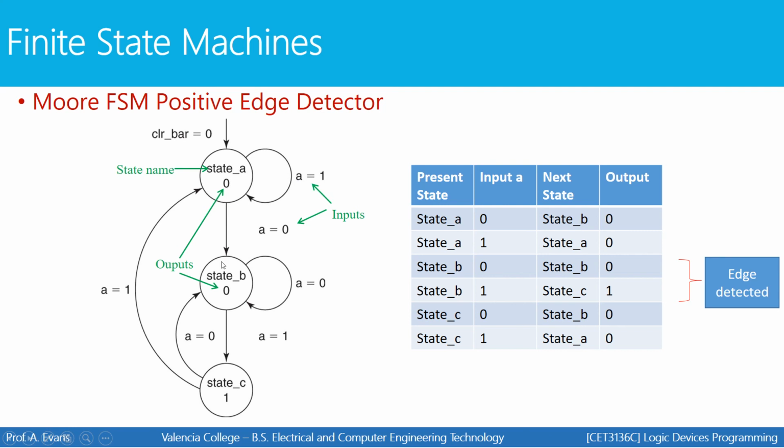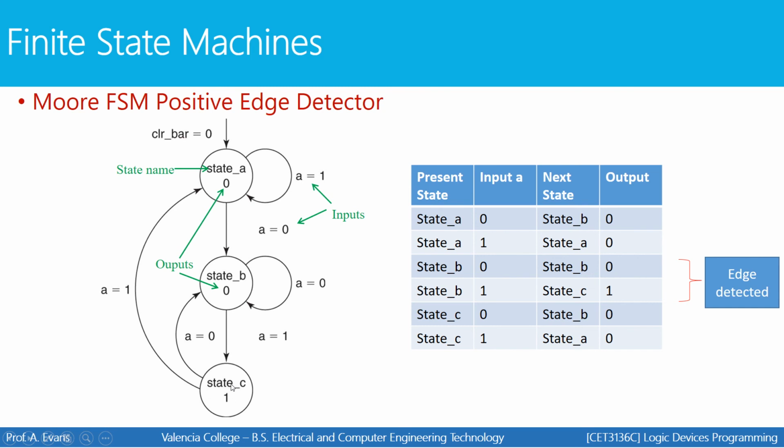Once I move to state B, that means I've detected a 0. If I'm in state B and I detect another 0, well, I'm staying right here in state B. Because I haven't detected a 1, that would tell me that a positive edge has occurred. So we're going to stay in state B. Once we do enter state C, that means that a 0 and then a 1 was detected in succession, and my output is a 1.